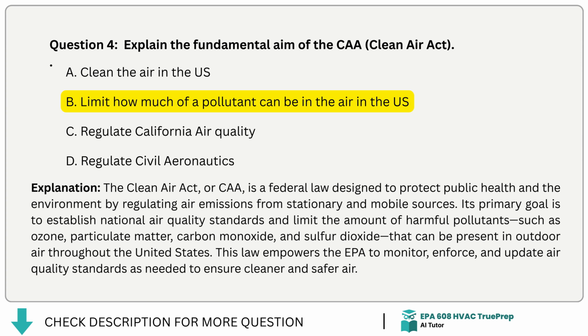The Clean Air Act, or CAA, is a federal law designed to protect public health and the environment by regulating air emissions from stationary and mobile sources. Its primary goal is to establish national air quality standards and limit the amount of harmful pollutants, such as ozone, particulate matter, carbon monoxide, and sulfur dioxide, that can be present in outdoor air throughout the United States. This law empowers the EPA to monitor, enforce, and update air quality standards as needed to ensure cleaner and safer air.